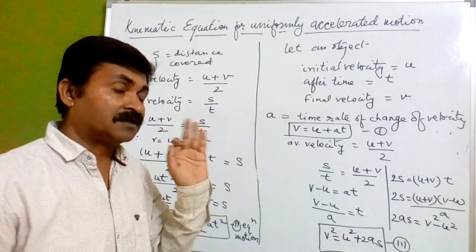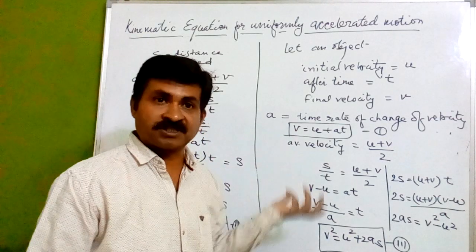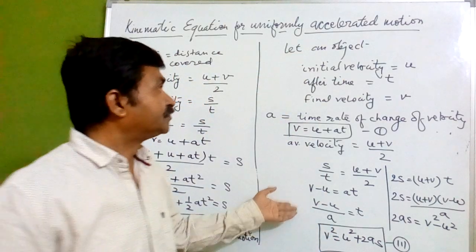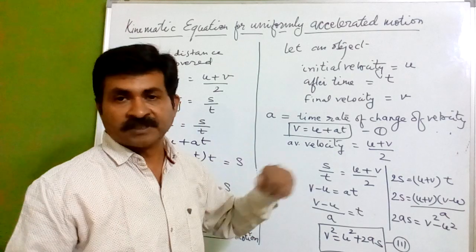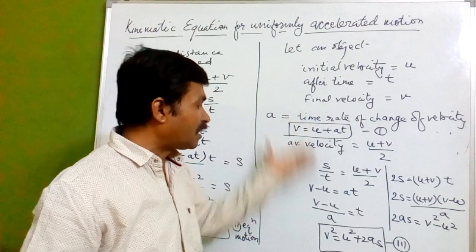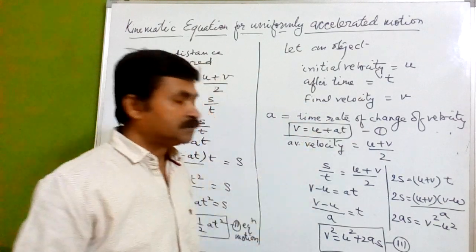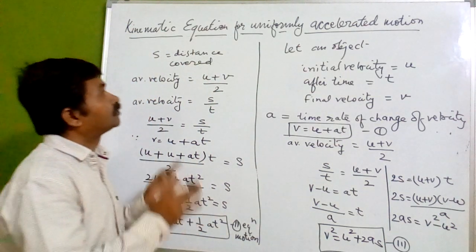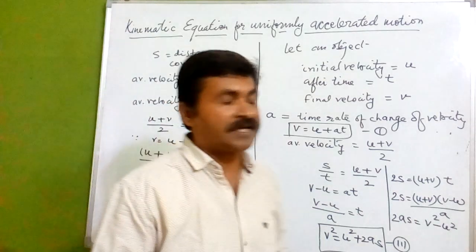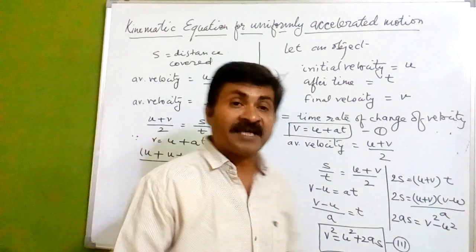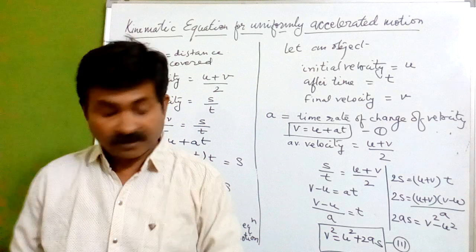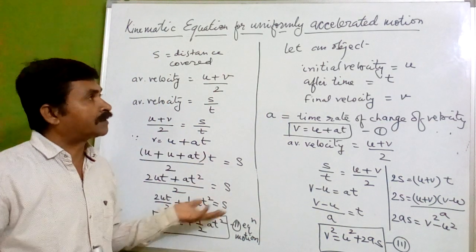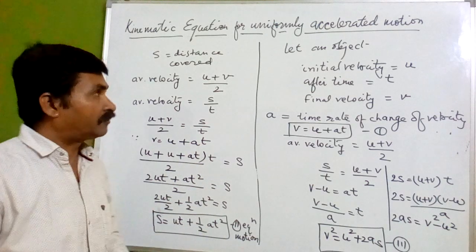Only if we are having acceleration, we know the definitions, and we can assume these values: initial velocity, final velocity, and come to have the equations. Okay, so this way we have to go for the kinematic equations for uniformly accelerated motion. Okay, in the next video we'll go with some numericals on the equations of motion.